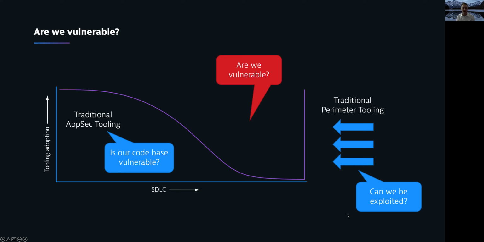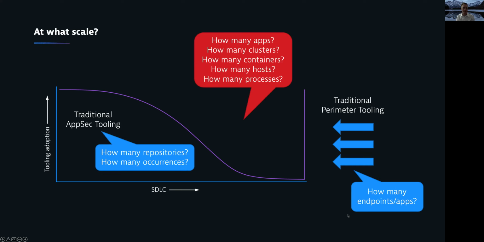Now, the next question, at what scale are we vulnerable? Or if we are vulnerable, what's the scale of it? And again, the traditional application security tooling essentially answers how many repositories or how many occurrences, I found Log4J that many times in those versions in my code base. And the traditional perimeter tooling would tell you, I found you could be exploited on those endpoints with that type of payload.